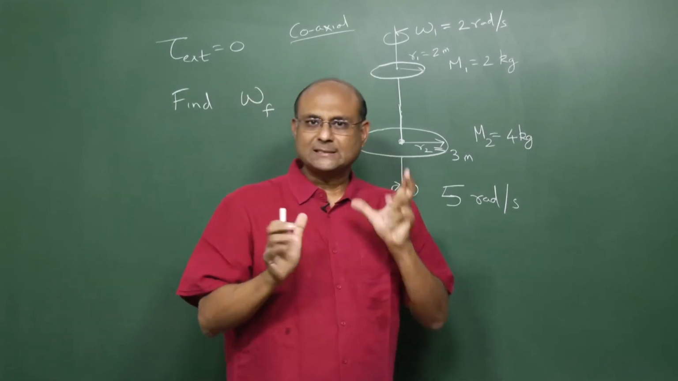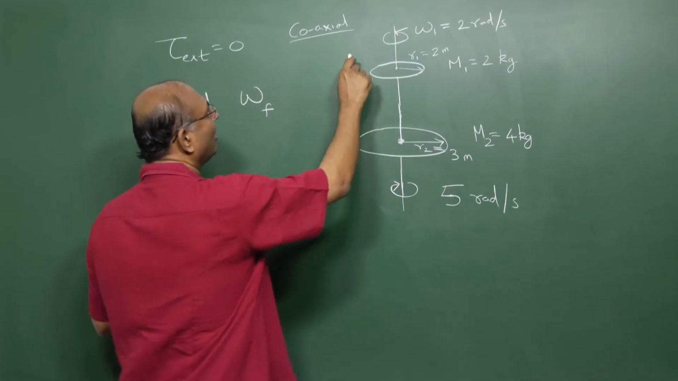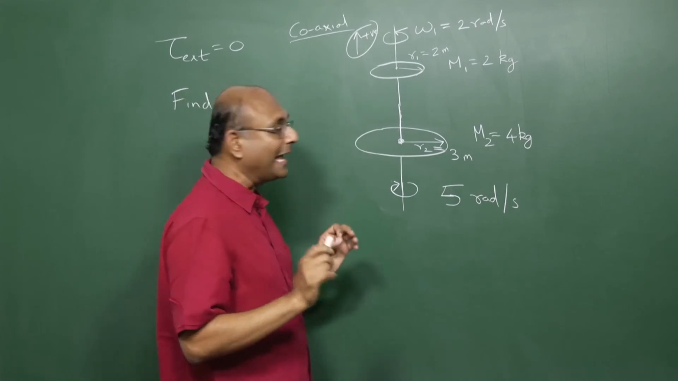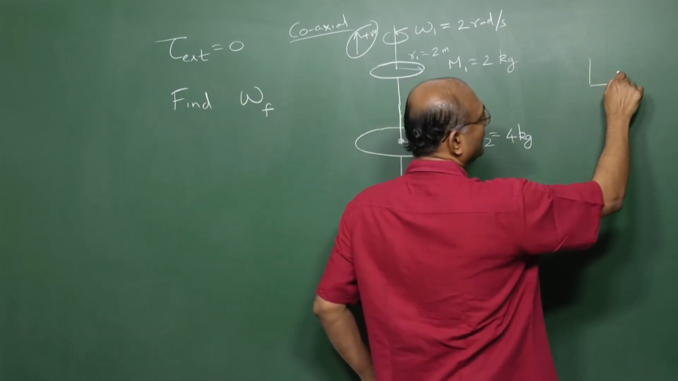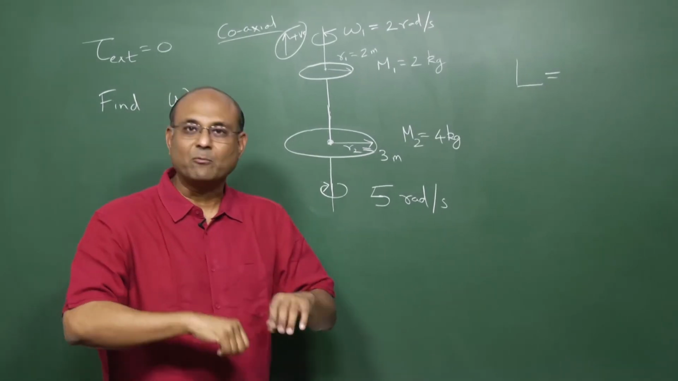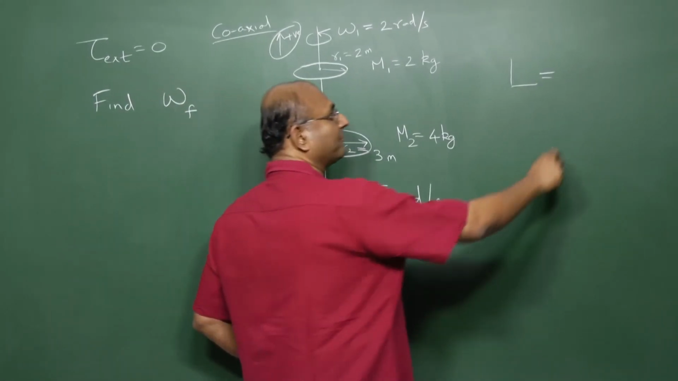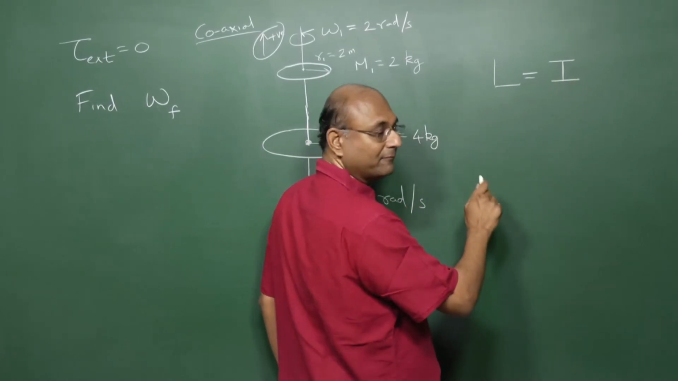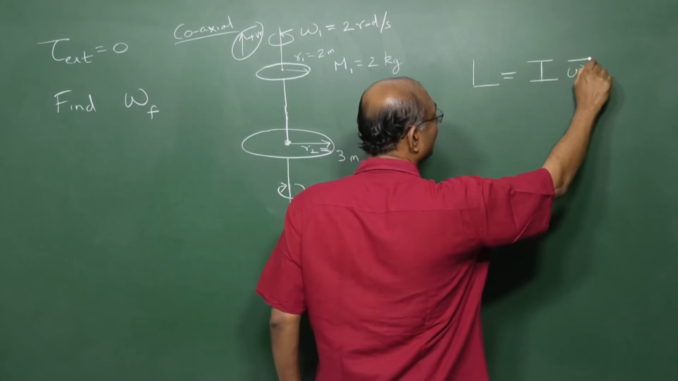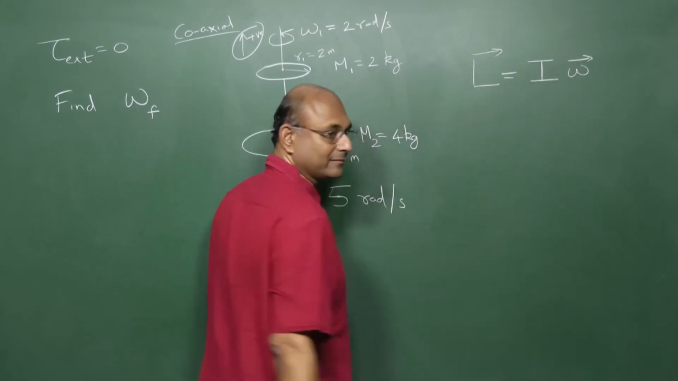Now let us start with a very simple case. I am going to call this the positive direction. You know that angular momentum, like linear momentum is mass into velocity. Angular momentum, what is the equivalent of mass? I, moment of inertia. Velocity is angular velocity, omega. But it is a vector in the omega direction.